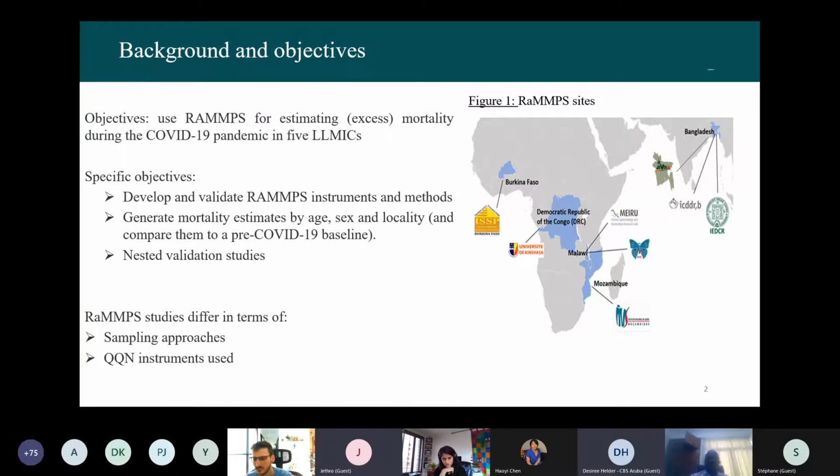As specific objectives, we intend to develop and validate the project instrument to generate mortality estimates by age, sex, and locality, and also to conduct some validation studies. It is important to mention that it's true that the project has a novel objective, but there are some specific objectives by site, so the sampling approaches that are used and also the different questionnaires are not quite identical from one site to the other. Next slide, please.